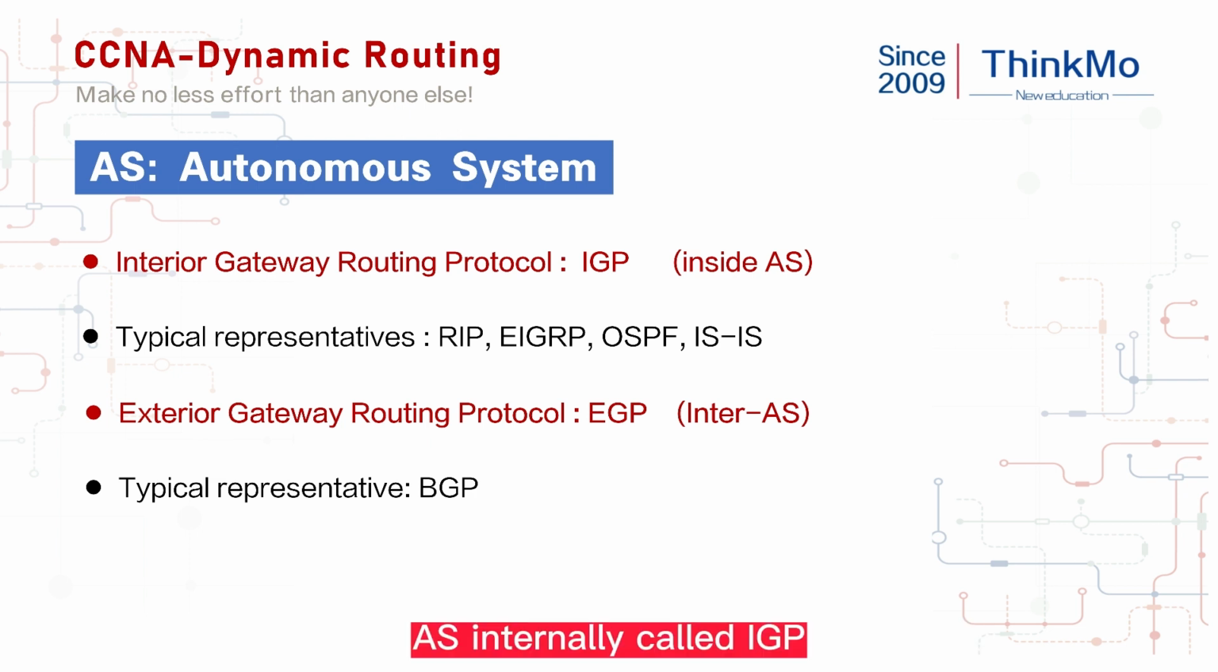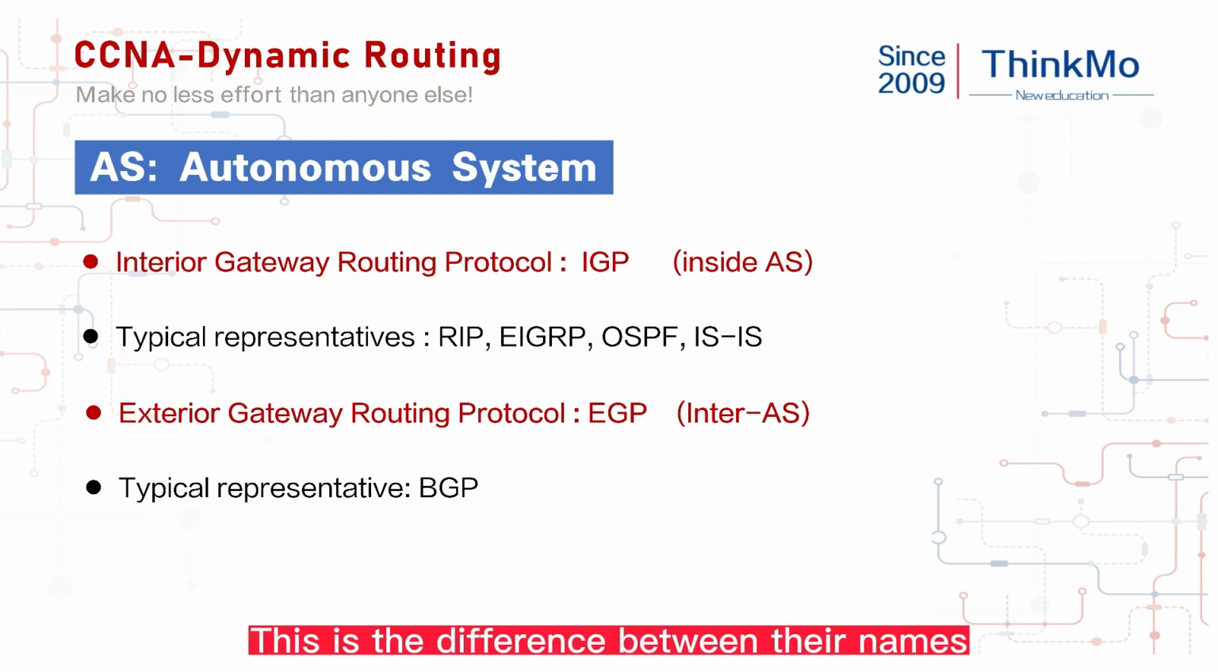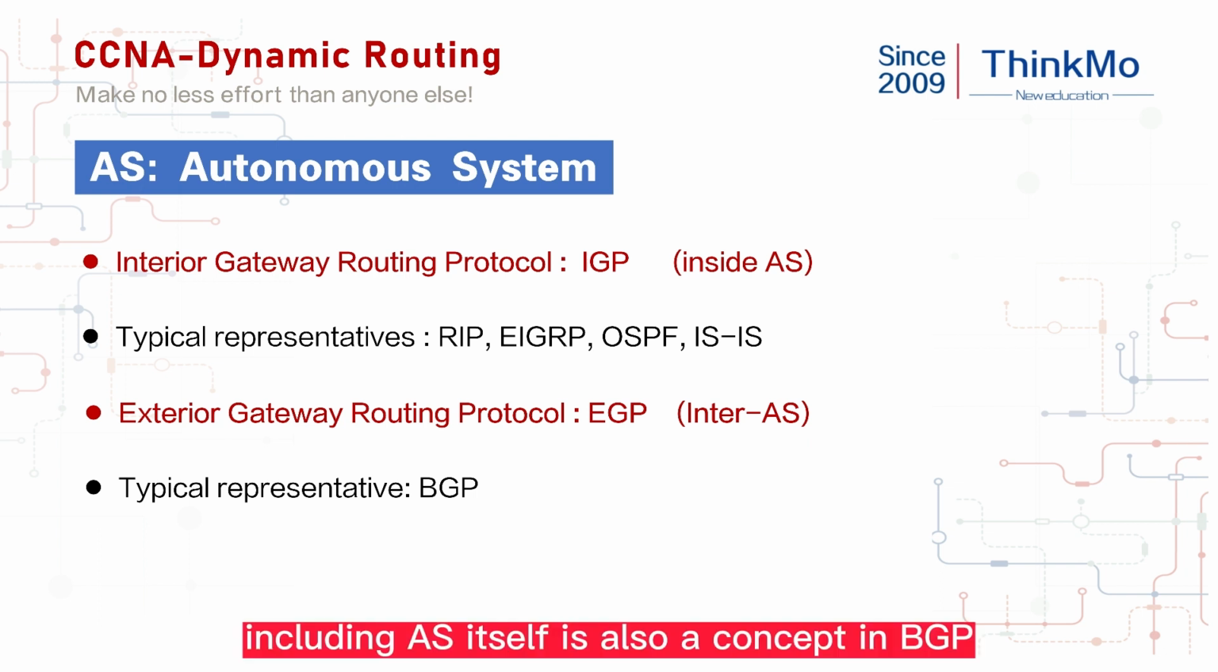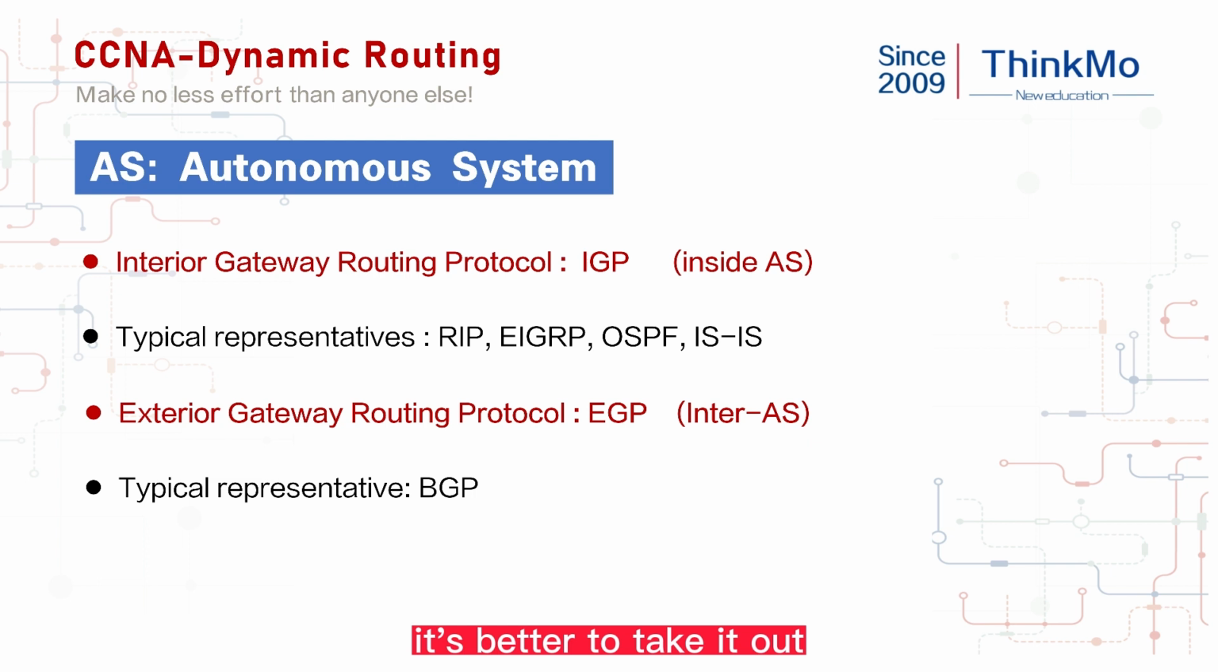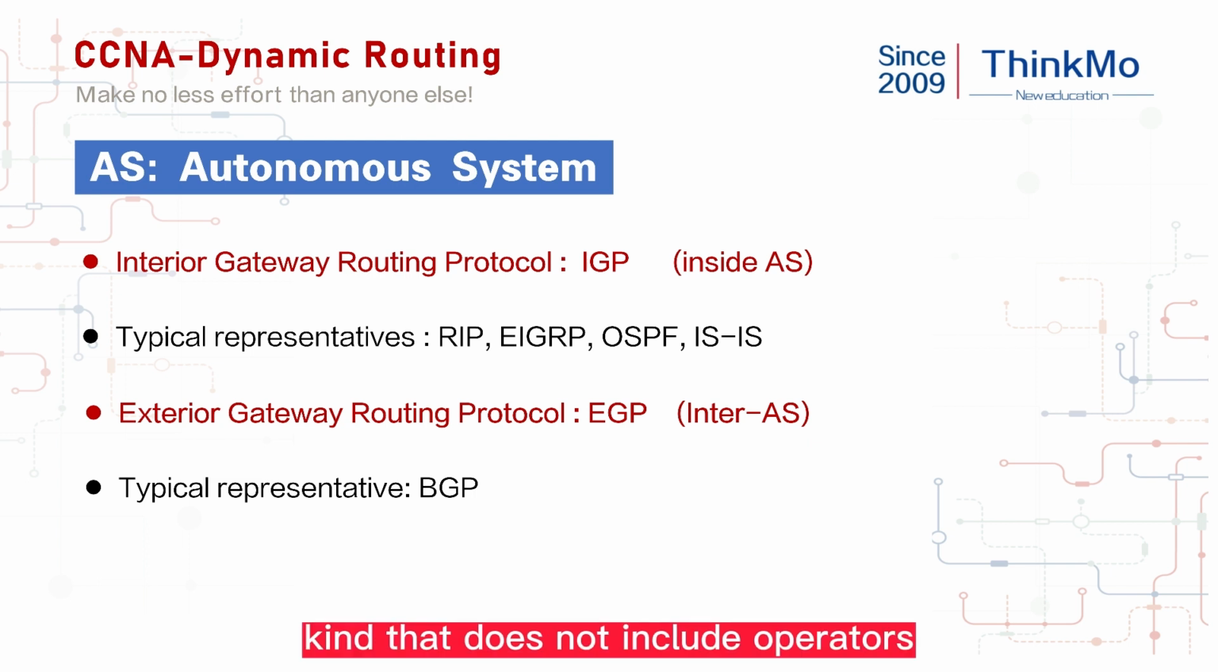AS internally is called IGP. Between AS is called EGP. This is the difference between their names. Including that AS itself is also a concept in BGP, so it's better to take it out. Some students may ask, does internal mean the kind that does not include operators? In order to facilitate your understanding, I will draw another picture.